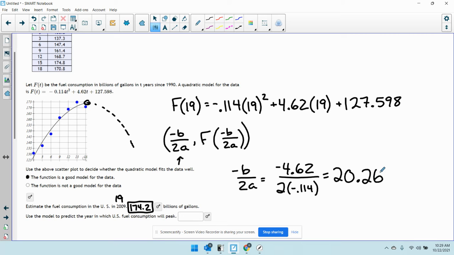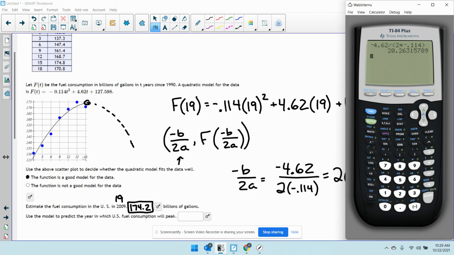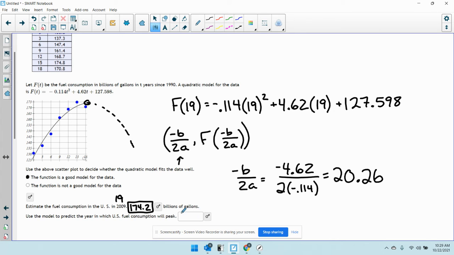But remember, these are years since 1990. So if you don't feel like doing the math in your head, just add 1990 to that. That gives us sometime in the year 2010.